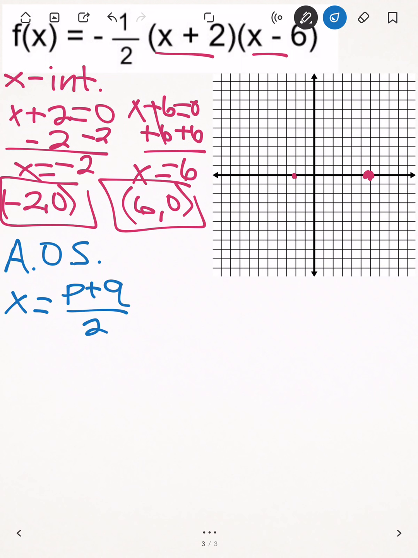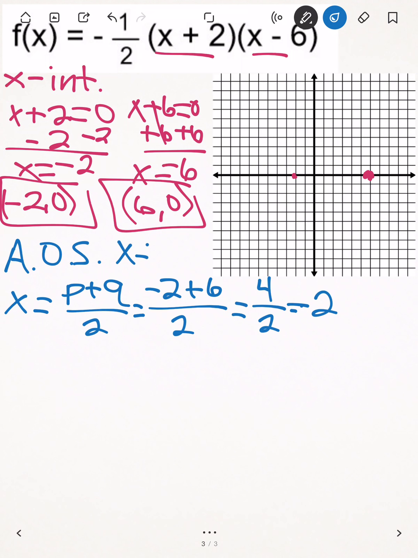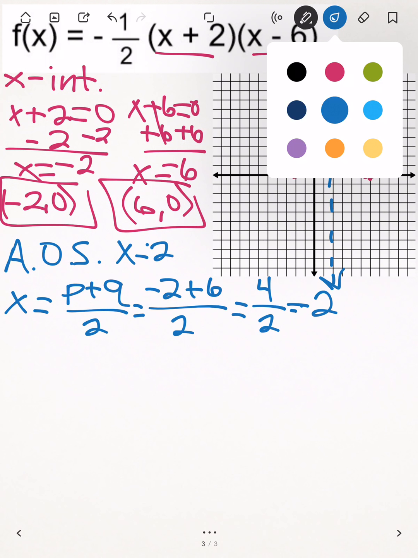So my P would be negative 2. My Q is 6, divided by 2. Negative 2 plus 6 is 4, divided by 2. 4 divided by 2 is 2. So my axis of symmetry is X equals 2. That is the middle ground of those X intercepts. Now all we need to do is find the vertex, and we have our 3 points.